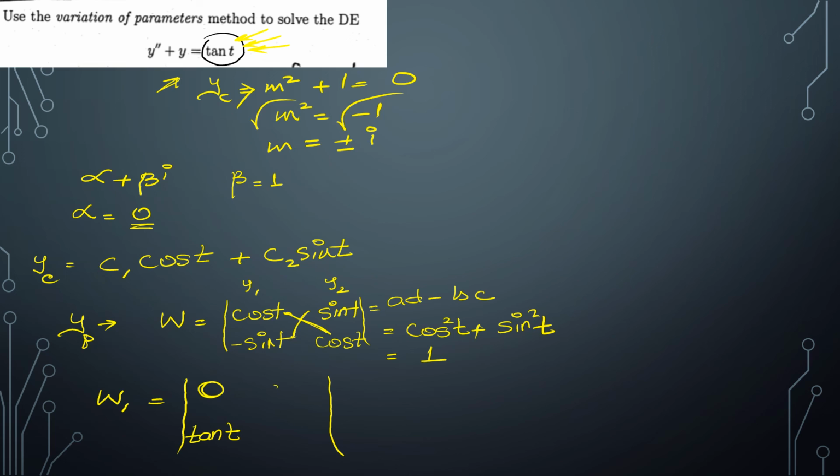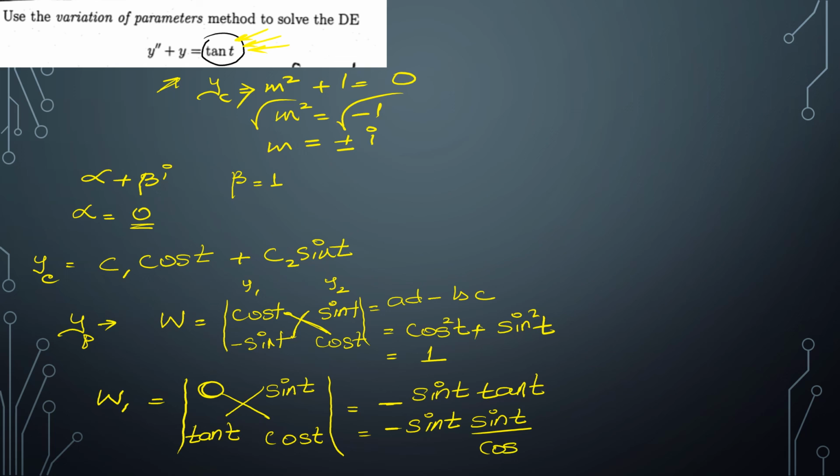Now the second column stays the same, that means the y2 values and its derivative. Again AD minus BC, so anything multiplied by 0 is 0, I am not writing it, minus BC, that means sine t times tangent t. Now sine t and sine t, I can write in a more simplified form. Tangent t, I know that it equals sine over cosine. So I can write here negative sine t times sine t gives me sine square t over cosine t. This will help me later on.